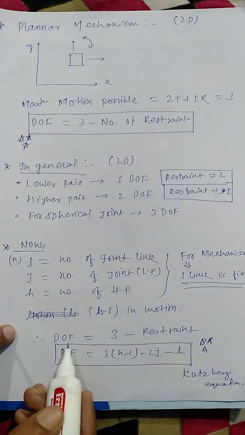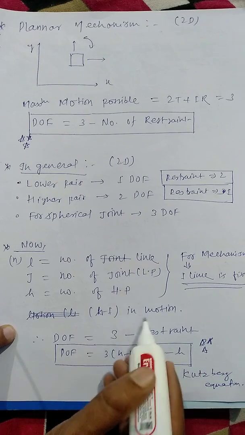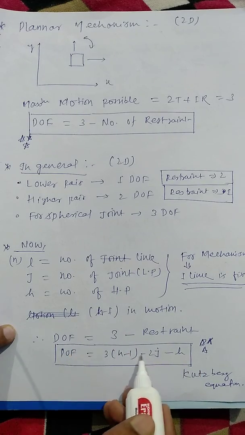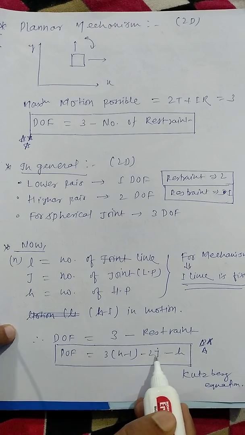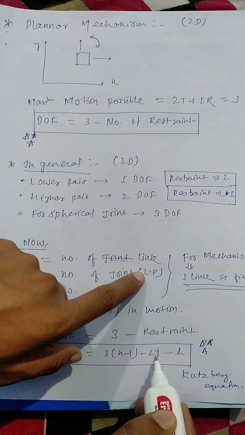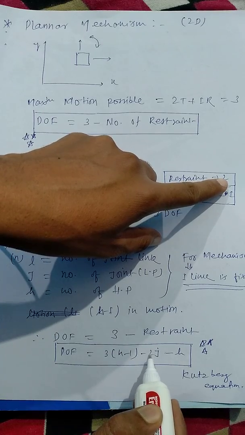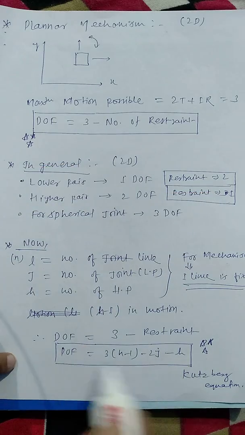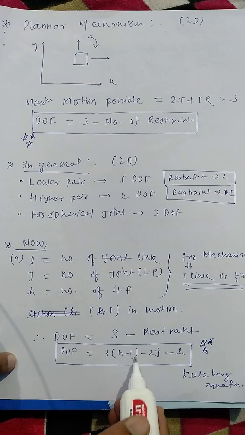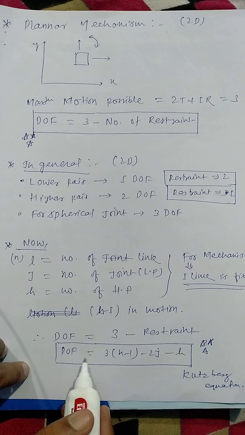Now the formula for degree of freedom equals 3 minus restraint. So 3 into the links in motion, how many links? N minus 1. So 3 multiplied with (n minus 1) minus restraint. This part is called restraint: minus 2j minus h. Here j is for lower pair, and a lower pair has 2 restraints, so multiply j with 2. Similarly h is a higher pair having restraint 1, so multiply with 1. So finally this formula comes: degree of freedom equals 3(n minus 1) minus 2j minus h. Now we have completed this formula and we are going to see some examples.